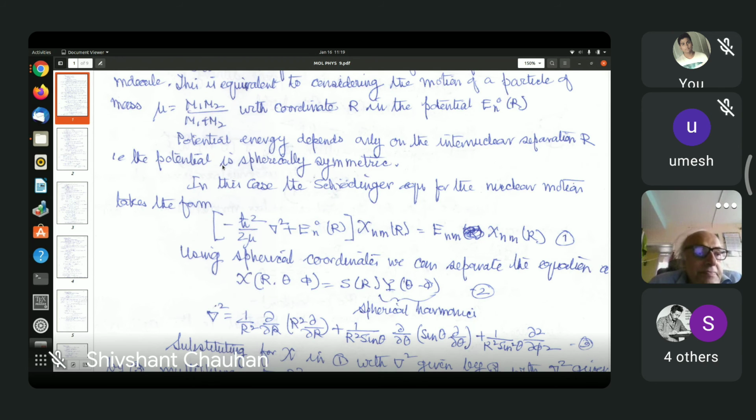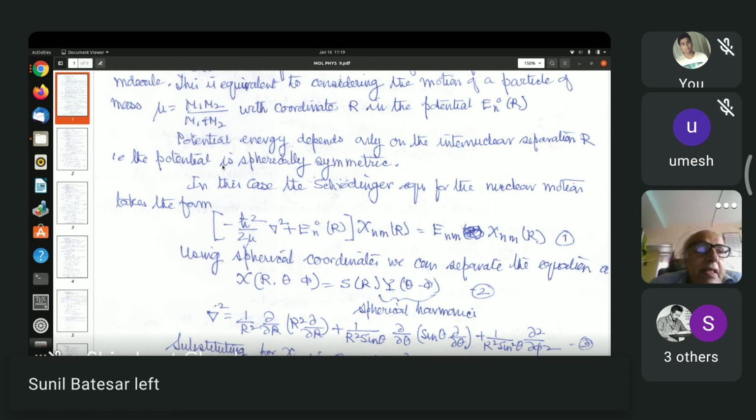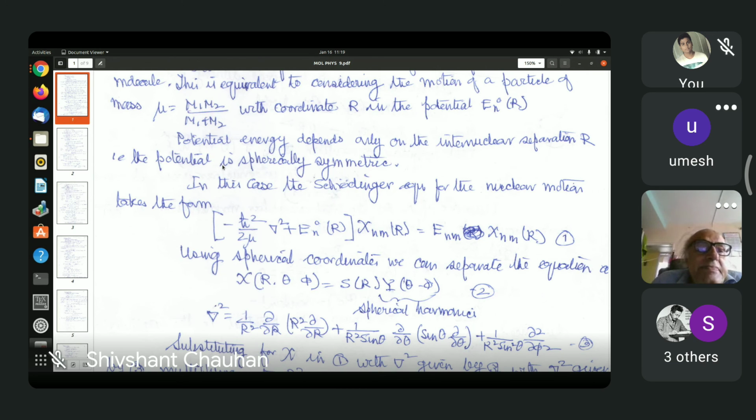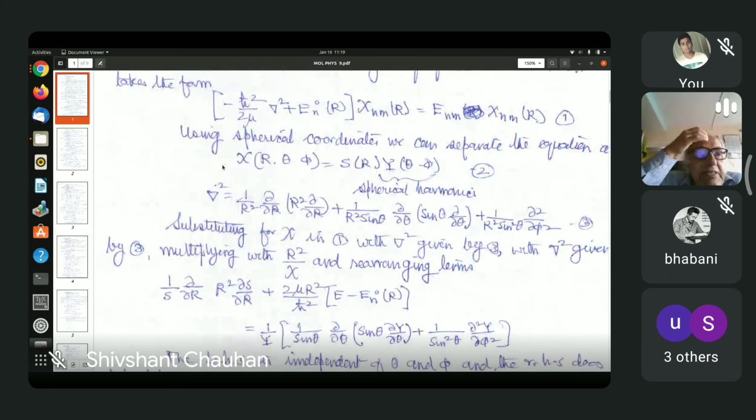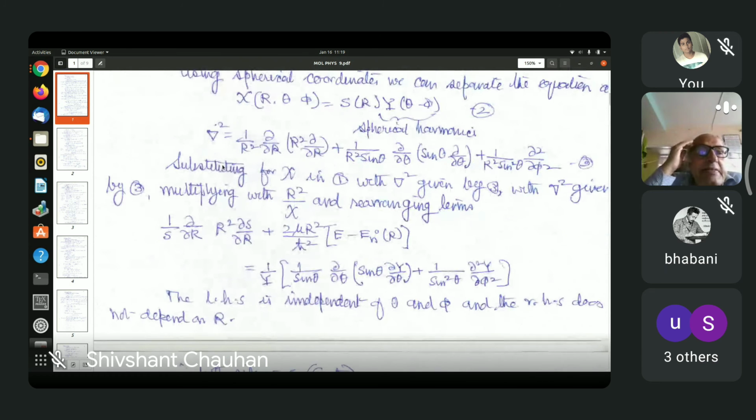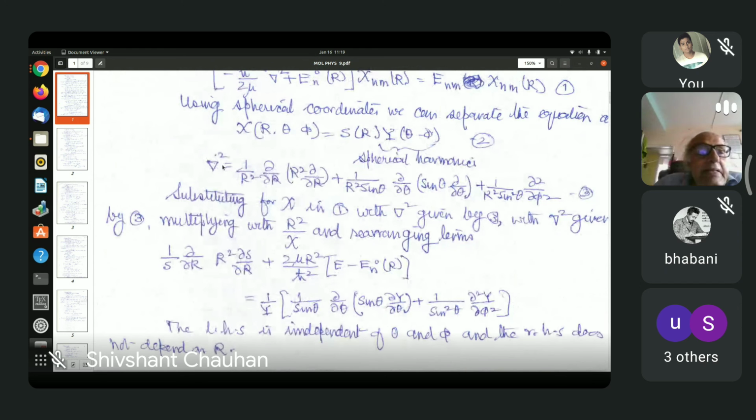You know it already. The angular equation will have a spherical harmonic solution because the potential does not depend on the angular coordinates. So this is the angular part, just like an electron in a central potential, and this is the radial part, and we can separate them, and both sides will equal a constant. You know that already, how to separate a differential equation of more than one variable into two different equations.